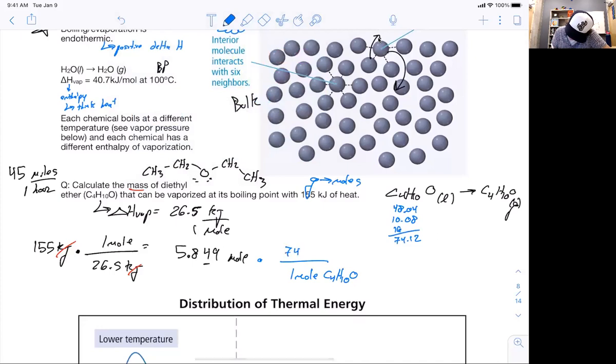So every 1 mole of diethyl ether is 74.12 grams. And then so we just multiply across. 74.12 times 5.849. And so we get 433.5 with only 3 sig figs everywhere. Technically, we should call this 434 grams of diethyl ether would have evaporated.